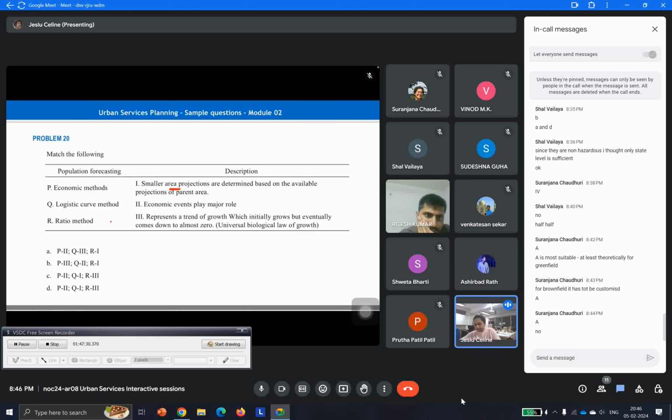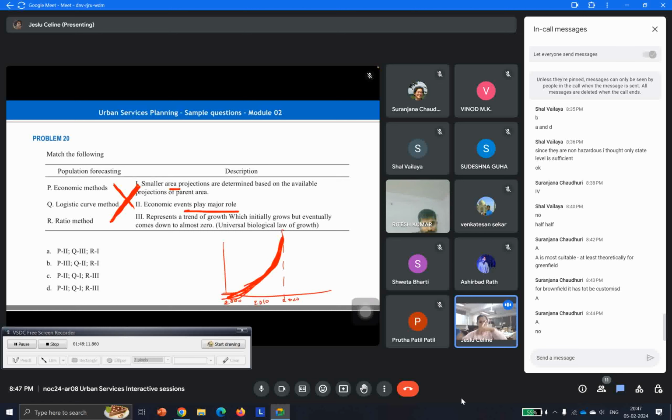Ratio method, yes, so this we discussed in the beginning itself, so that is ratio method. The other one, economic events play a major role, by name itself, economic method. Now we have logistic curve method, which we have very briefly discussed in our lectures. So it mainly shows the curve of the growth. If this is something which we had in 2000, then 2010, by 2020 it's somewhere reached over here. So there is a trend in growth, but after eventually, okay, sorry, this is exponential. So this is exponential growth, so after a point, it is growing completely.